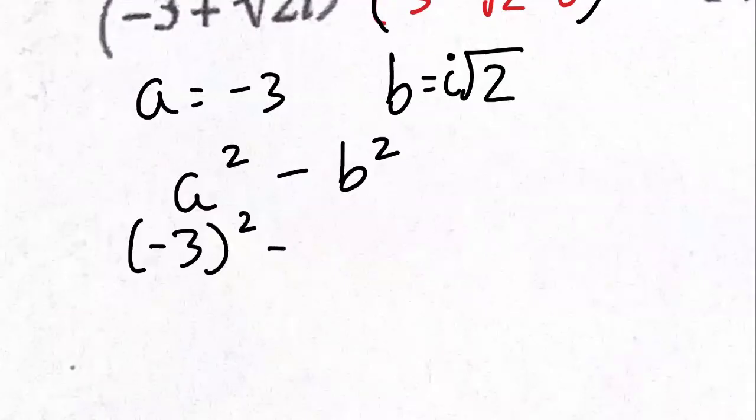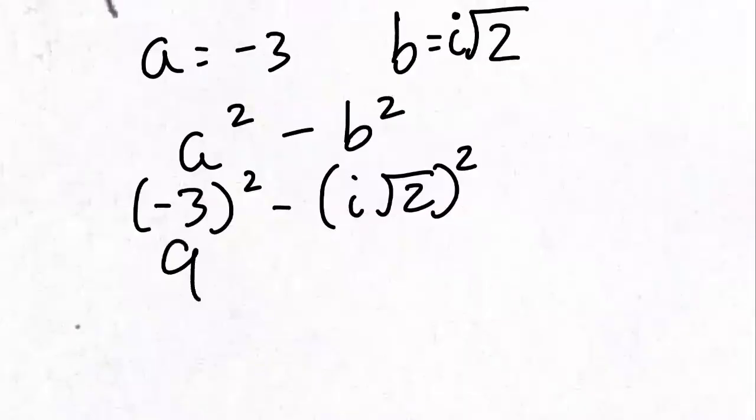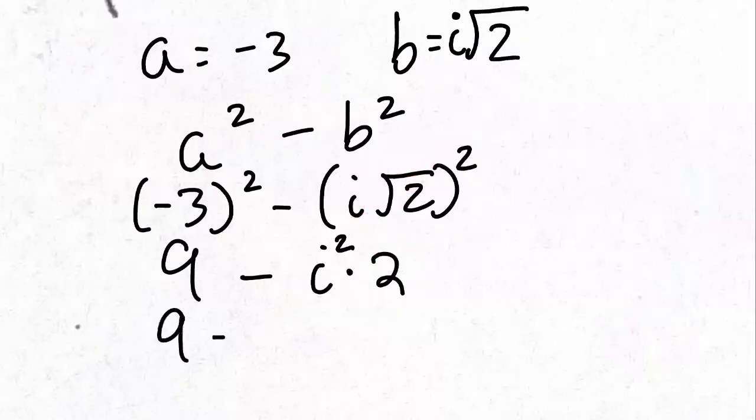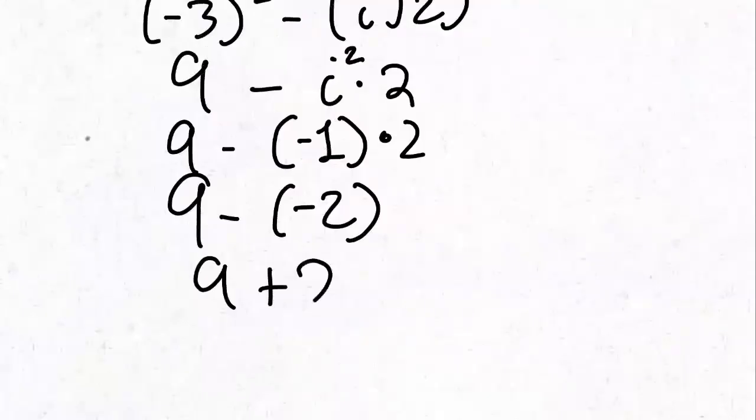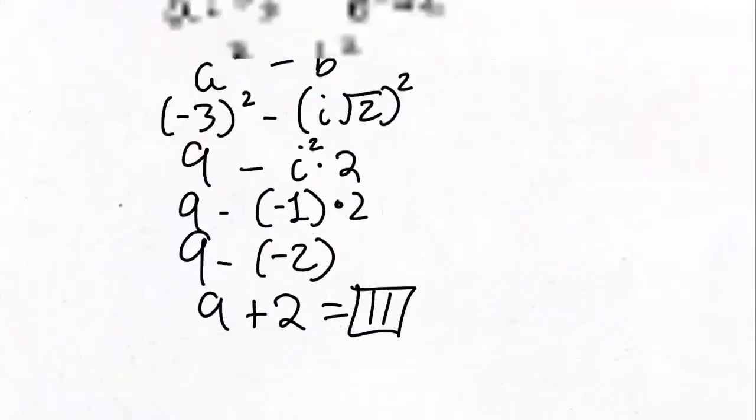Negative 3 squared minus i times the square root of 2, squared. Positive 9 minus i squared times 2. Since we're squaring the radical, it's left with 2, but i squared is just i squared, and i squared is negative 1. So 9 minus negative 1 times 2, which is negative 2. When you subtract the negative, you're adding them. So positive 11 would be my answer.